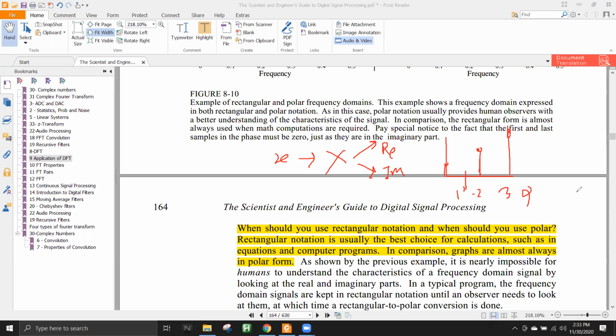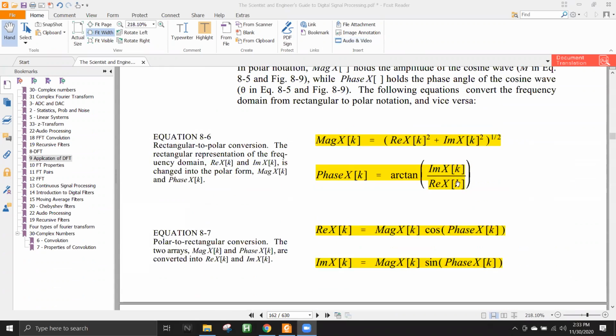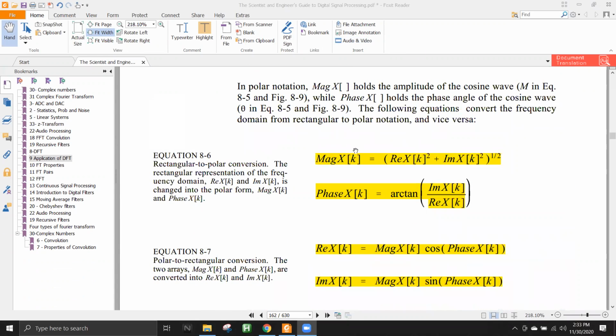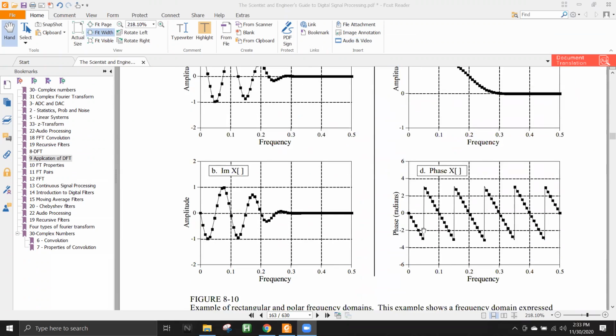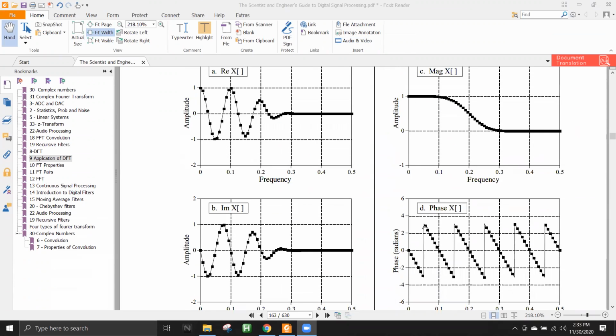We will not be able to understand very well where the frequencies are located in the frequency domain. But instead of plotting RE and IM separately, if we use this formula, combine RE and IM into a magnitude, and also combine them into a phase, and plot them, then we get magnitude and phase. If we know how to interpret this, it will give us some useful information instead of RE and IM.